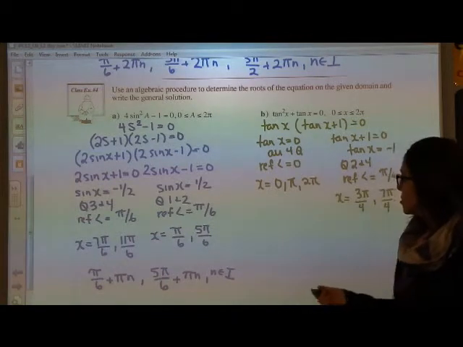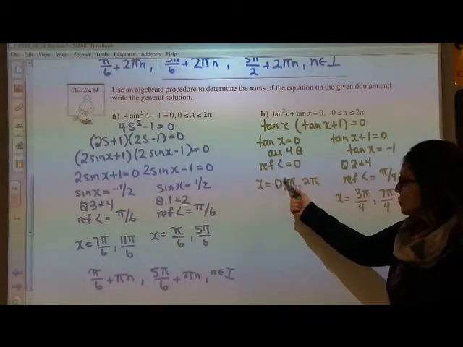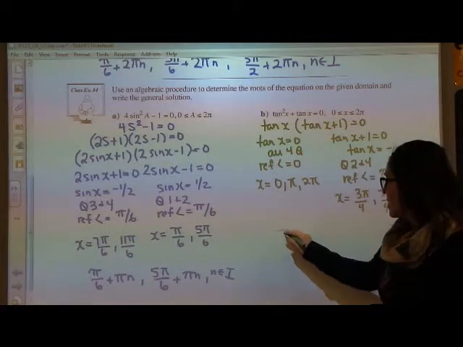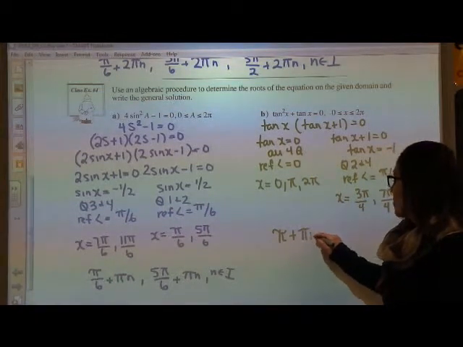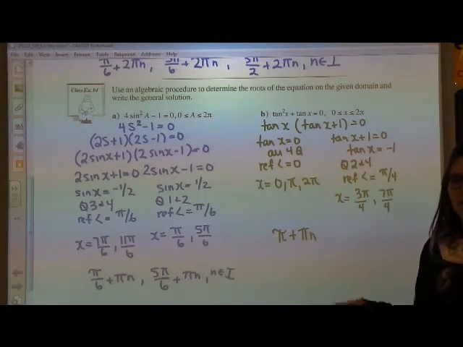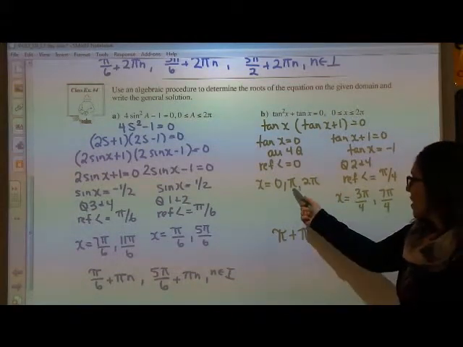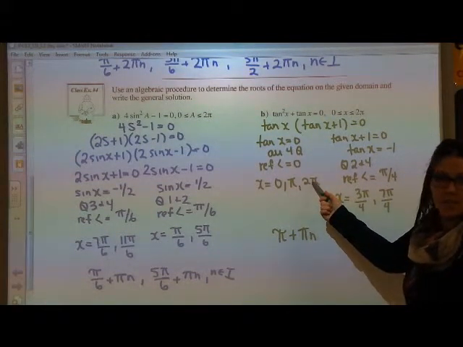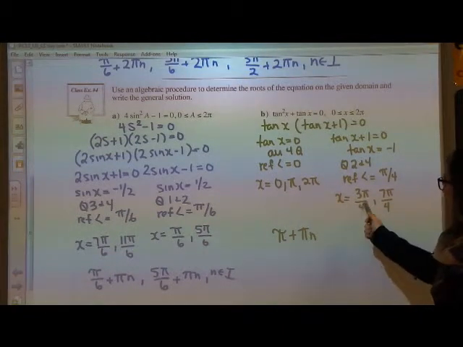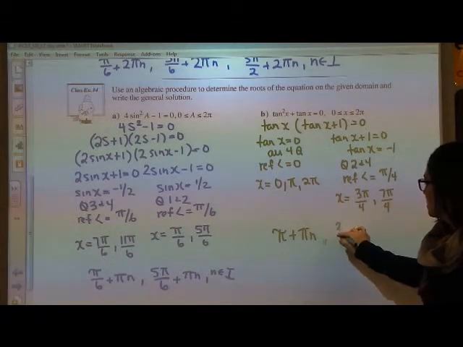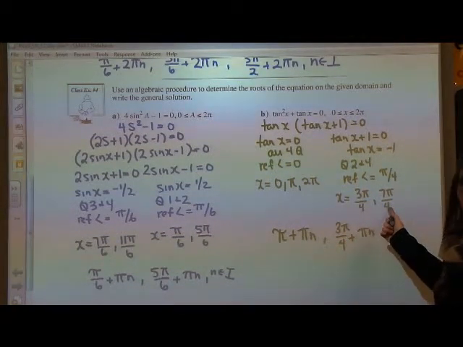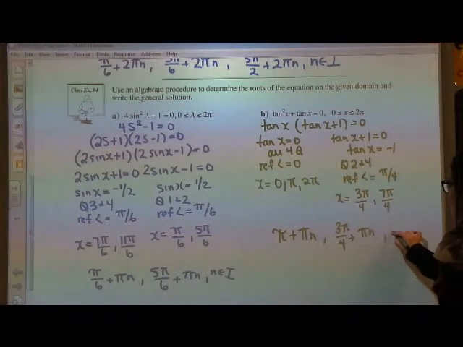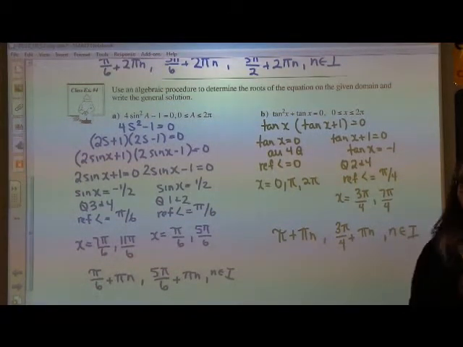Then my general solution wouldn't really start with 0, I'd start with pi. What multiples would I add? Pi n. I would start with pi n simply because that's the period of tan. And then check, if I add pi, do I get to the next solution? Yes, 3 pi over 4. If I add a multiple of pi, do I get to 7 pi over 4? Yes. So there's my general solution.